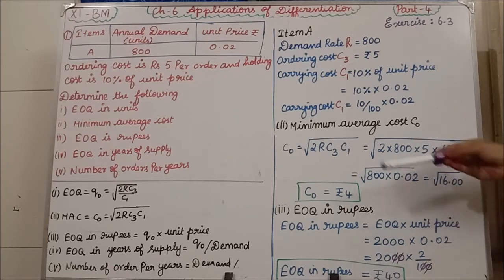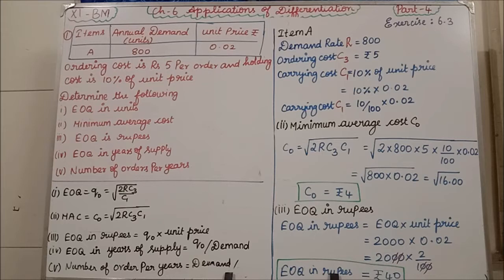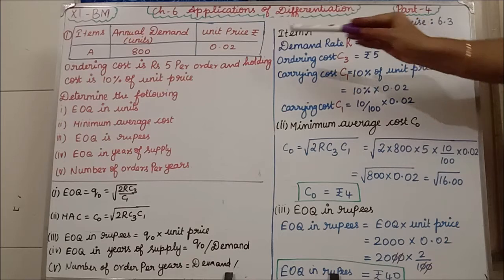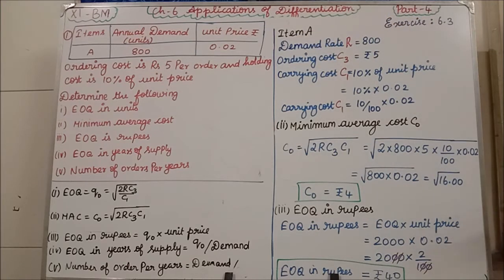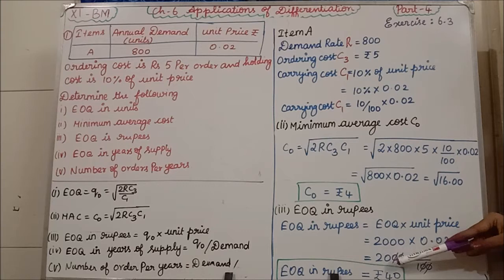Now, EOQ in rupees we have to calculate. For the rupee value we need the EOQ value into the unit price. The EOQ value we found in the first subdivision is 2000, into the unit price given in the question, 0.02. So 2000 into 0.02, how can we write it? 2 divided by 100 we can write. So the zeros can cancel.